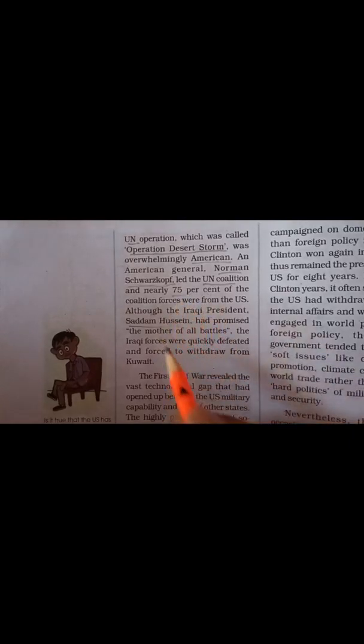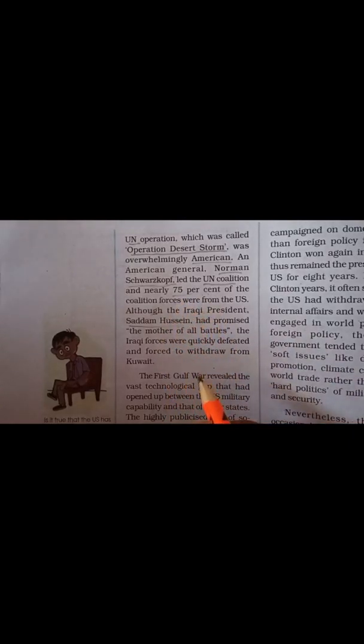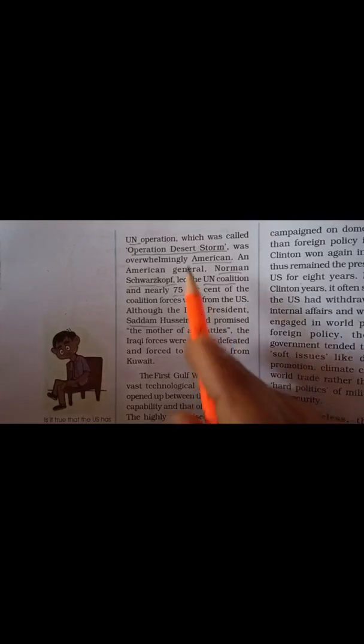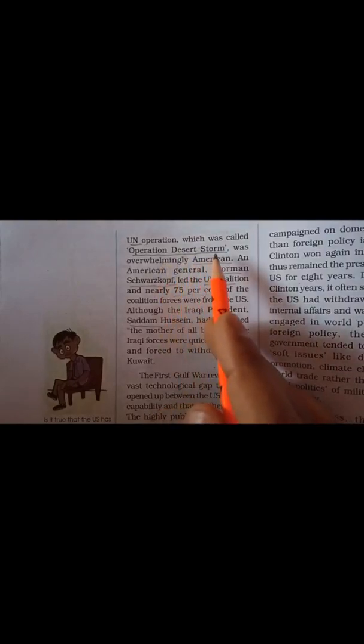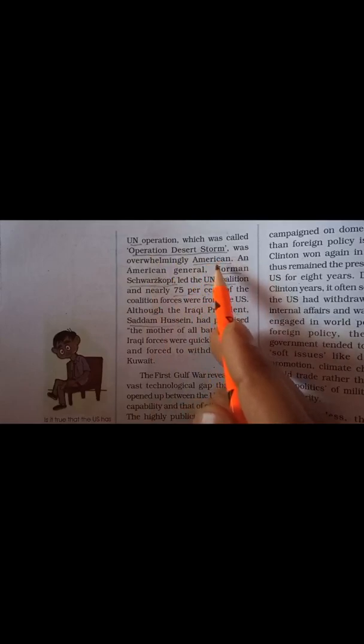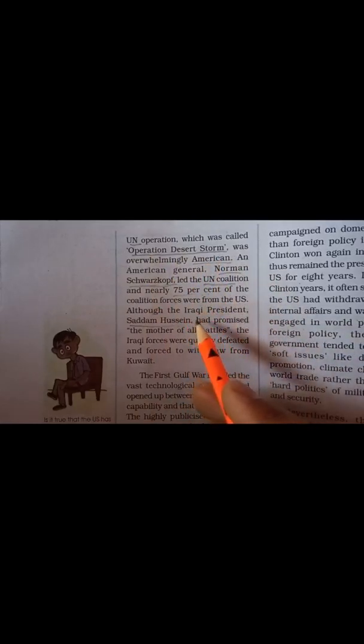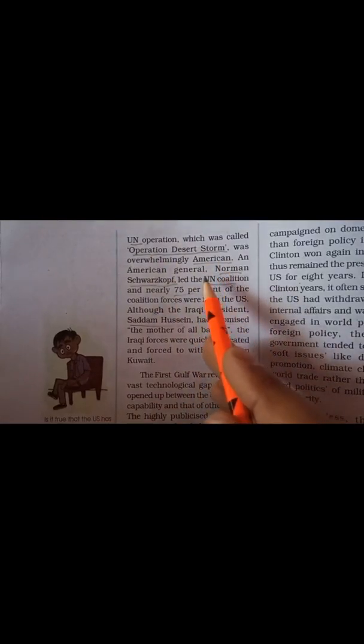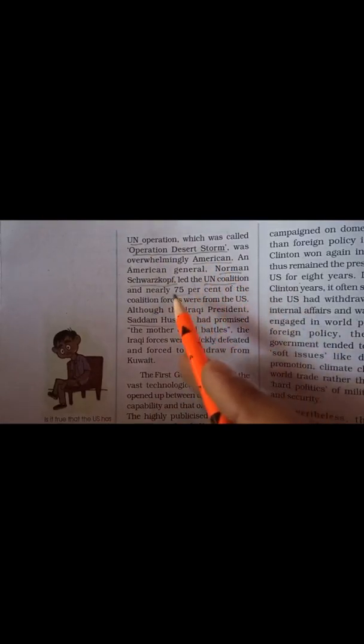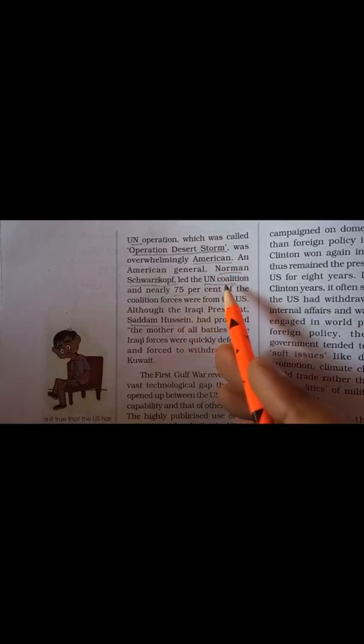So here we are trying to show that although in world affairs the UN was the most important international body, the US was dominating even the UN. Operation Desert Storm was started by the UN, but the leader of that operation was America, where 75% of the forces were from America. Even the general, an American general, Norman Schwarzkopf, led this coalition of armies.